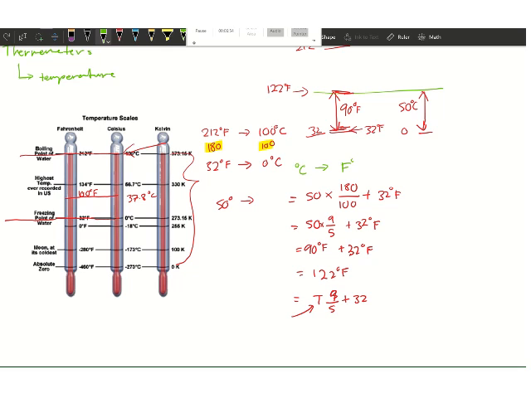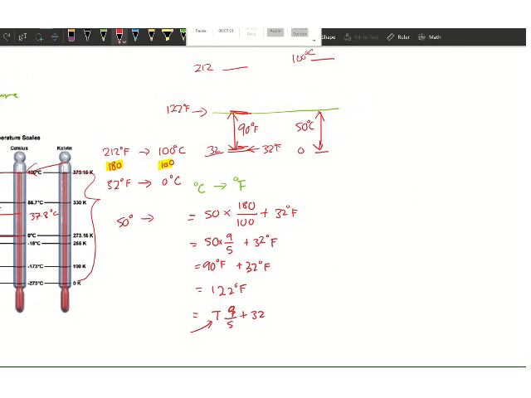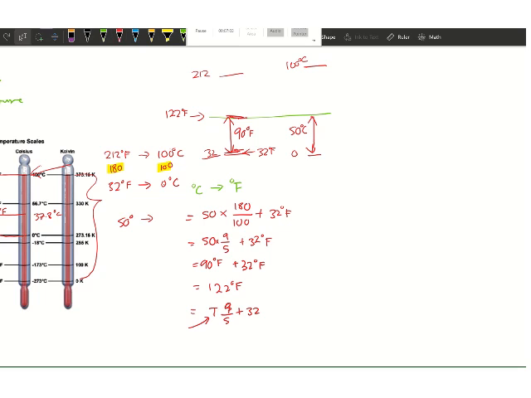So how can we convert the other way around? The same thing, you just need to understand the concept of the gap here. Let's say I have 122 degrees Fahrenheit. At first I need to know that I want to convert into Celsius, from Fahrenheit to Celsius. So I got the 122.